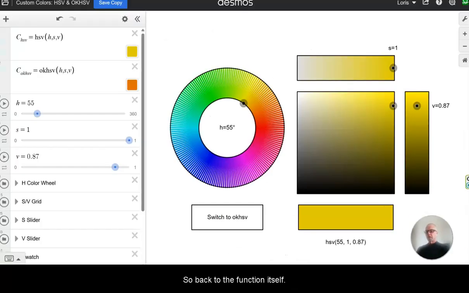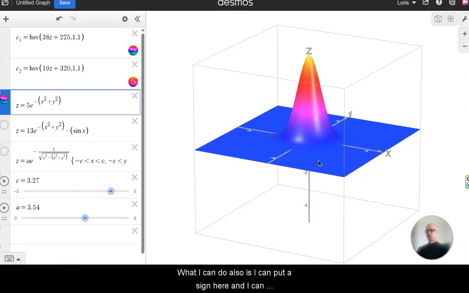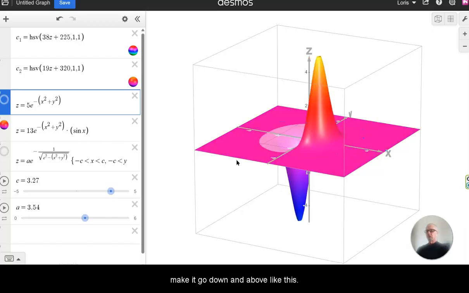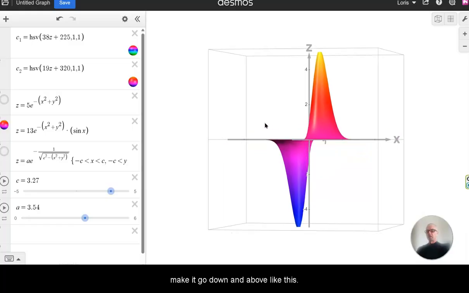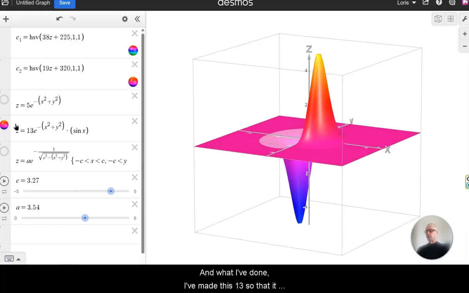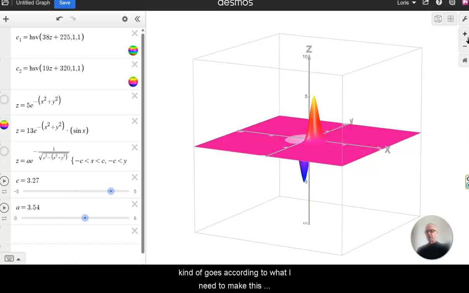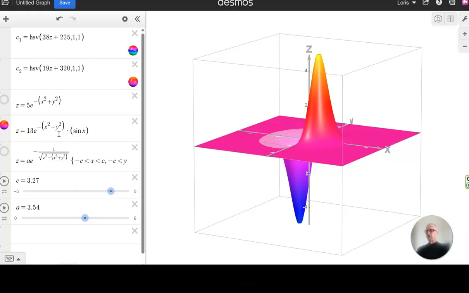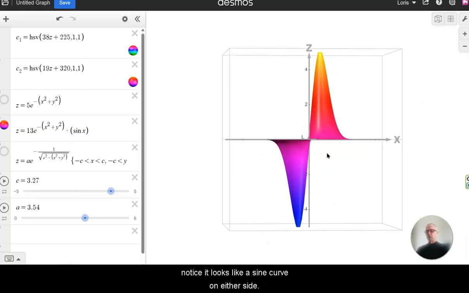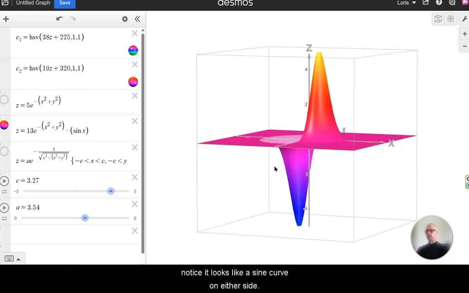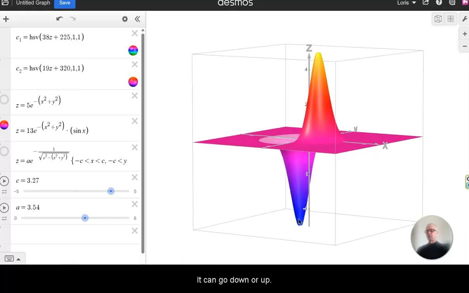So back to the function itself, what I can do also is I can put a sine here and I can make it go down and above like this. And what I've done, I've made this 13 so that it kind of goes according to what I need. You can make this whatever you want. But by putting the sine there, notice it looks like a sine curve on either side, it can go down or up. So notice that it starts down at blue, it ends at yellow.